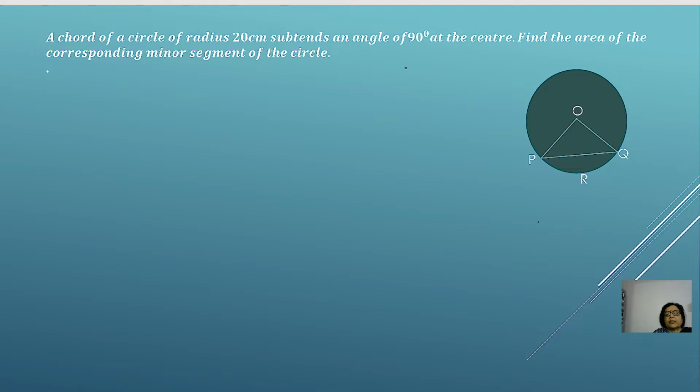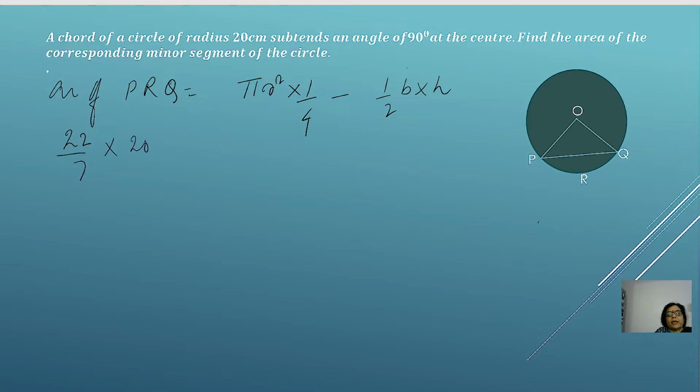So here what we do is, area of the corresponding minor segment, that is PRQ, will be equal to area of the sector pi r square theta by 360, that is 1 by 4, because 90 by 360 is 1 by 4, minus area of the triangle, that is half base into height. So this becomes equal to 22 by 7, r over here is 20, 20 square into 1 by 4 minus half into 20 into 20.